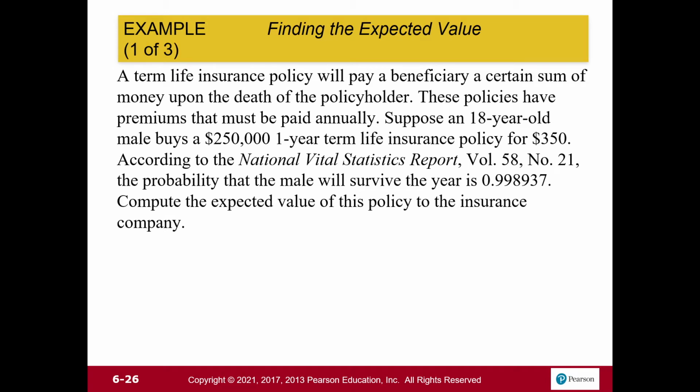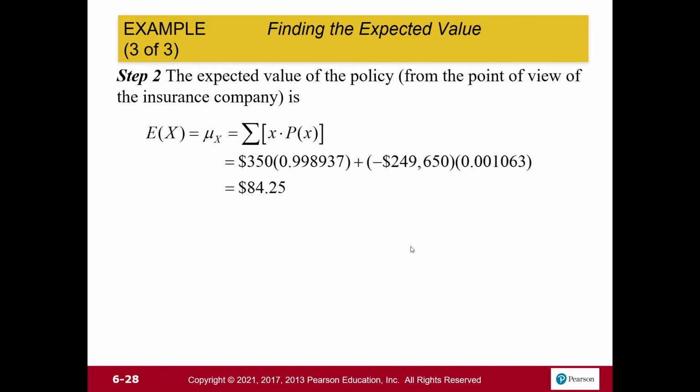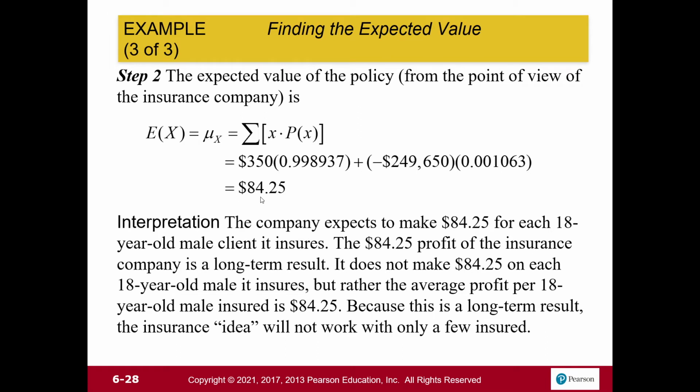All right. Well, here, if x survives, the value is 350, and here's the probability. If x dies, we have the probability here. To compute the expected value, we take the product and sum them, and we get $84.25. So the company expects to make $84.25 for each 18-year-old male client it insures.